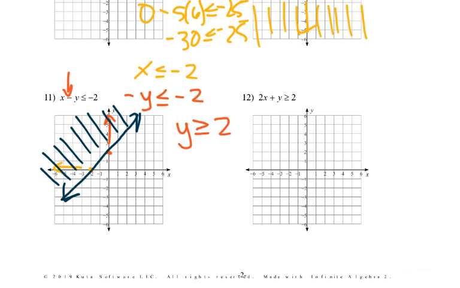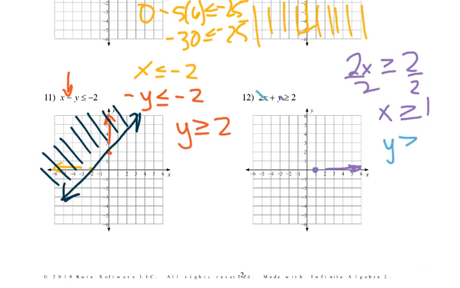Okay, and the last one, 12. If I had no y, we'd end up with 2x is greater than or equal to 2, divide by 2, get x is greater than or equal to 1, greater than, so we're shading going to the right. Then if I got rid of the x, it would be y is greater than or equal to 2, so positive 2 for y, y is greater, shade up. There's an equal to, so a solid line, and I can see which direction I would be shading.